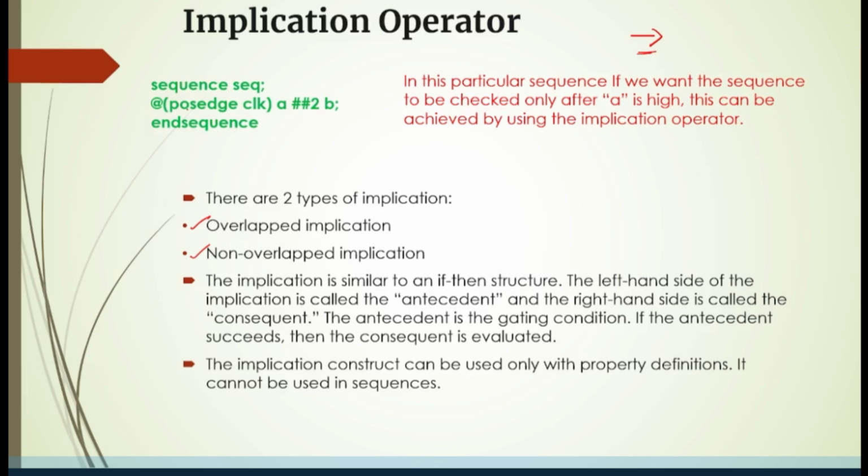For example, if this is a sequence, A hash hash 2 B, what is the meaning of this sentence? After A is high, then after 2 clock cycles B should be high. So this is the meaning of this particular sequence. For every passage of clock, after A is high, then after 2 clock cycles B should be high. This is my condition for these two signals.